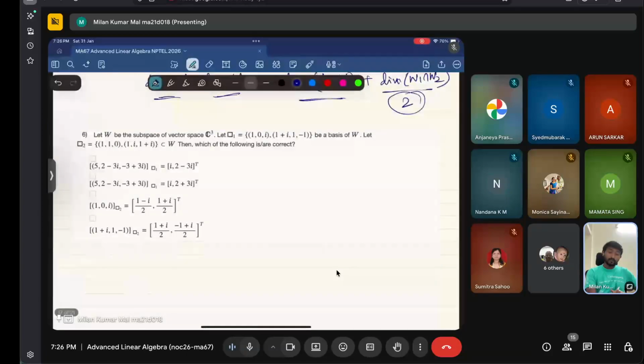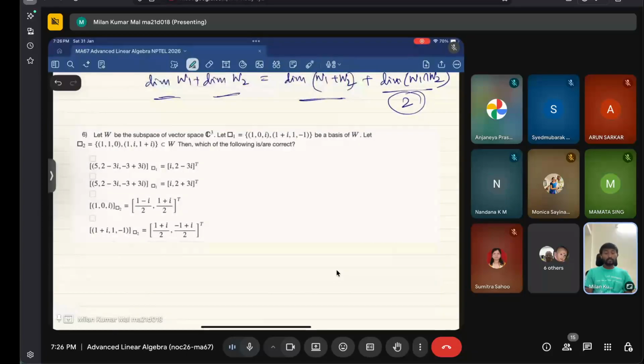So this is another problem. What it says: let W be a subspace of a vector space C3. For my convenience, I will write this as W1 and this as W2, because writing is okay, but these two symbols are not possible to spell out. At least box one, box two, whatever it is, doesn't matter. The question is, you have these two sets, W1, a basis, two bases. Basically, you have two bases.